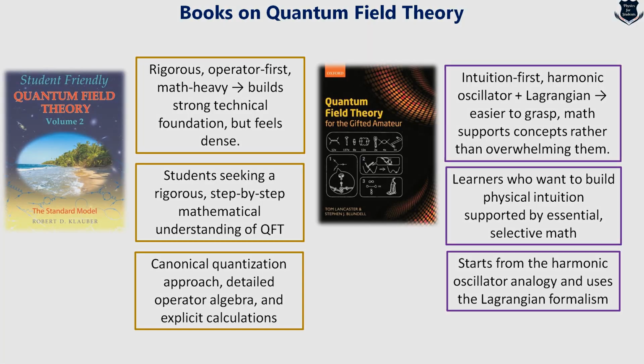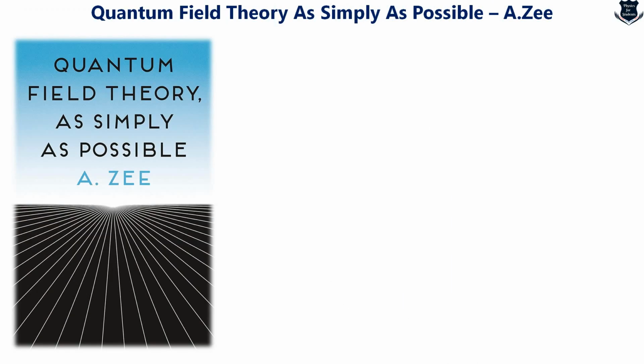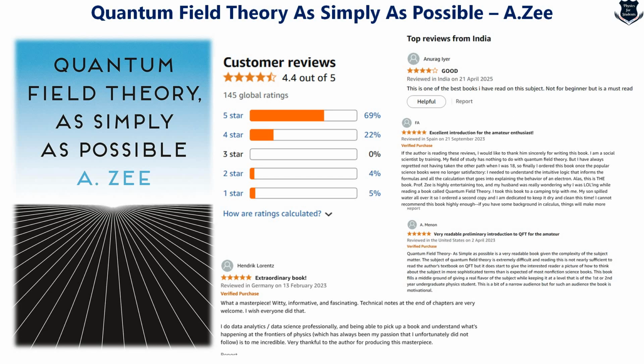Now I will come to the magical book, which is the subject of today's video, and the name of the book is Quantum Field Theory as Simply as Possible, written by Professor Anthony Zee. This is the cover of the book, which is there on Amazon. These are the Amazon ratings, and here you can see all the people, I think, who have written, I have read from India. Good, extraordinary, excellent introduction, very readable, extraordinary book. All of the reviews are great, but I really wonder why only 69% of people have given 5 stars. I don't know how the rating has been done.